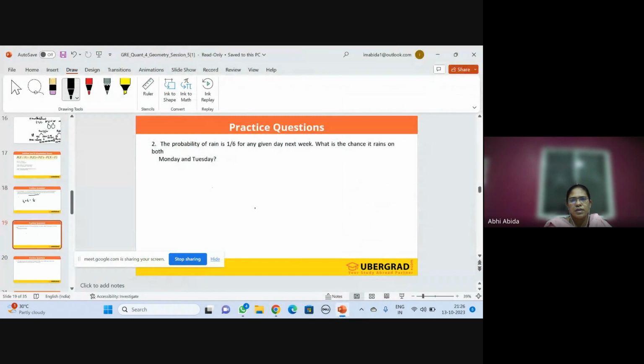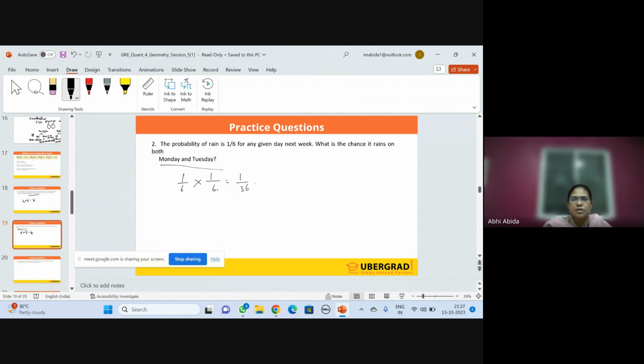Yes, quick answer. The probability of rain is 1 by 6 for any given day next week. What is the chance it will rain on both Monday and Tuesday? Every day, the chance is 1 by 6. So on Monday, it will be 1 by 6, and Tuesday also, it will be 1 by 6. It will be 1 by 36. The probability of getting rain will be 1 by 36.